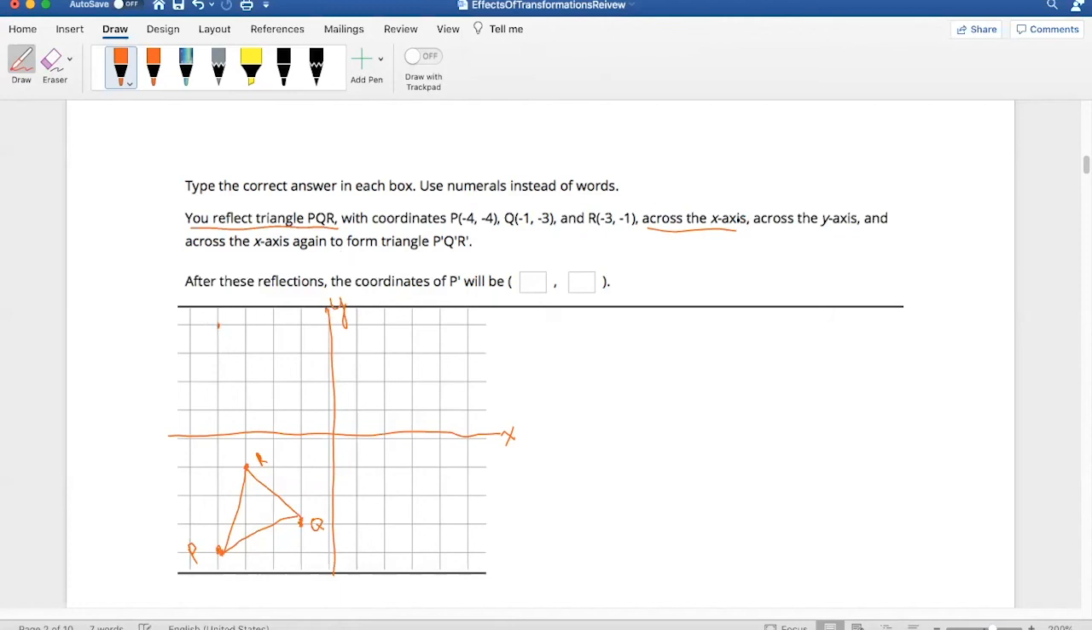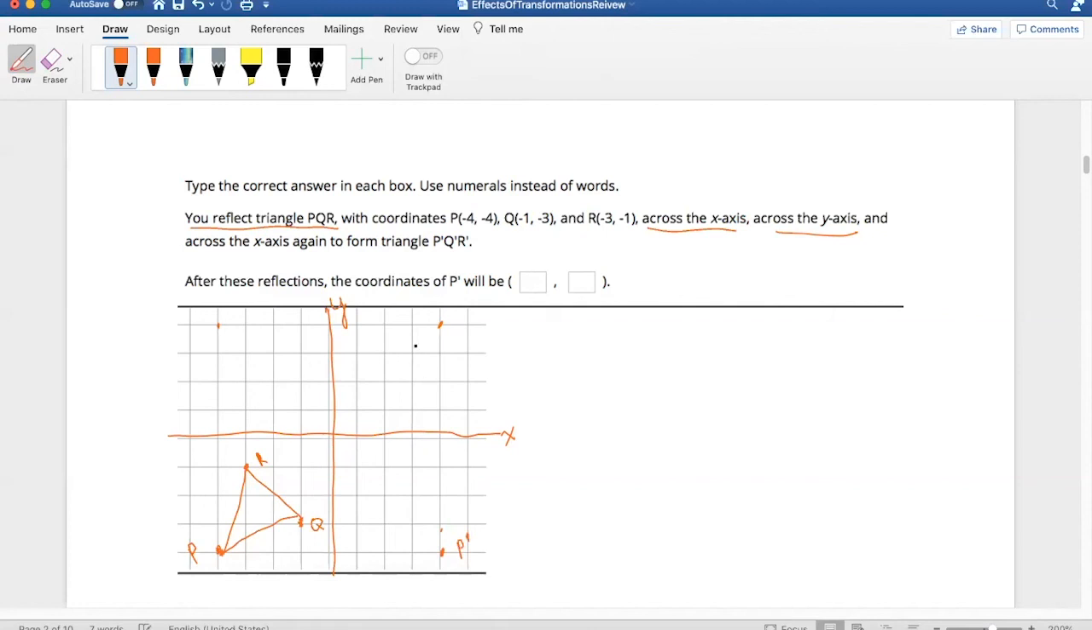Then we go across the y-axis. So same thing, it's going to just reflect exact opposite over here. So there's a distance of 4. So it's going to be the same distance, just on the opposite side, because now we're reflecting across the y-axis. And then it reflects back again across the x-axis. So it just kind of goes around here. Again, it's 4 above. So when I reflect it again, it's going to end up 1, 2, 3, 4 below. And that finally gets us to our P prime.